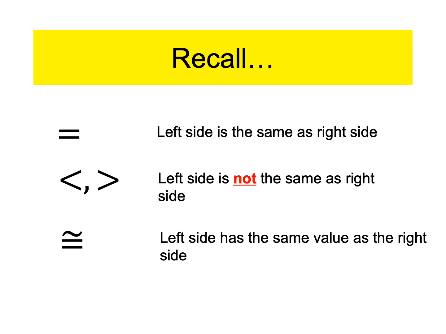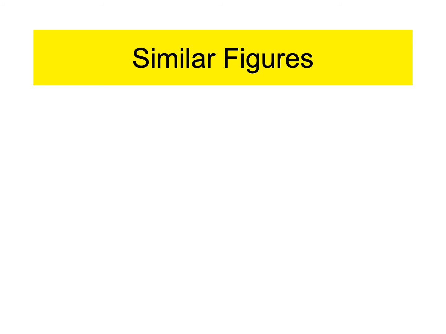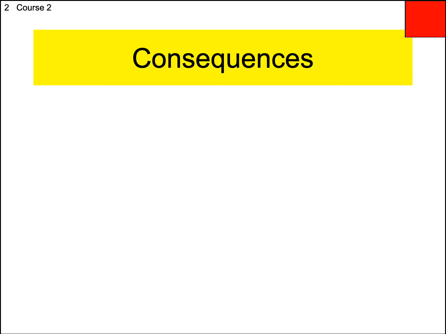That's what that means. And then lastly, we have this new symbol. This is called the similar symbol, and that means that the left side is similar to the right side. Okay, in this case, the values will clearly not be the same. All right, for similar figures, it turns out that we get two consequences. We'll talk about them one at a time.